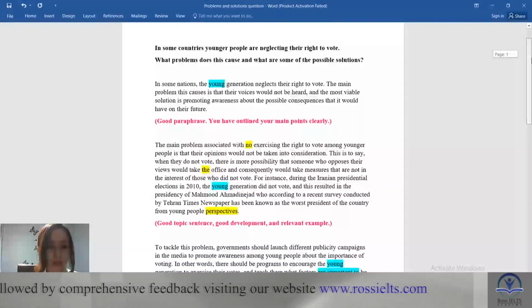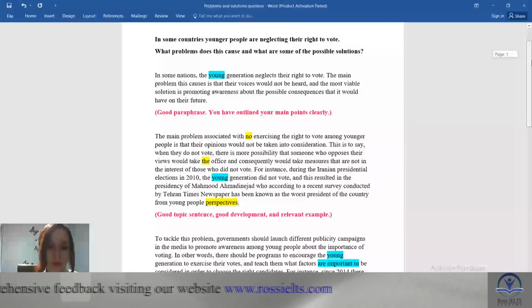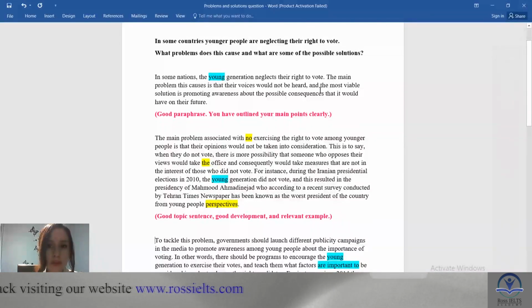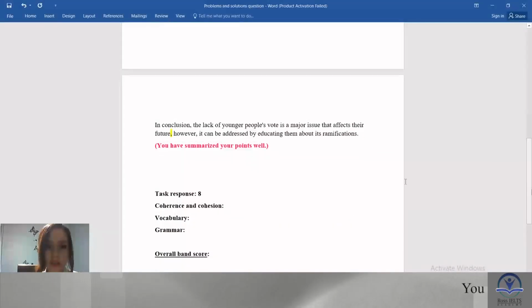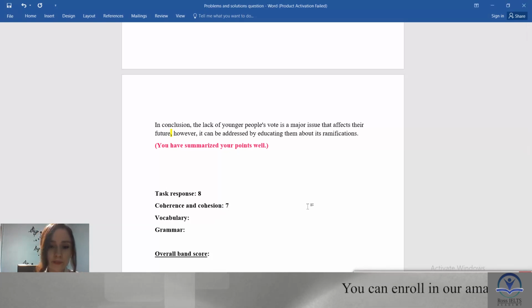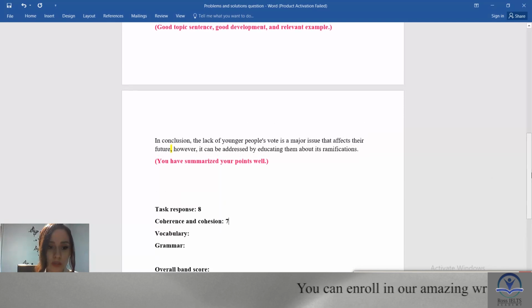Besides, there is one space between each paragraph. You should be very careful with that, because when you write the first paragraph, you should just leave one line and then go to the next paragraph, and I can see this here. So about coherence and cohesion, I can say that this candidate gets the score 7, and that's a good one.